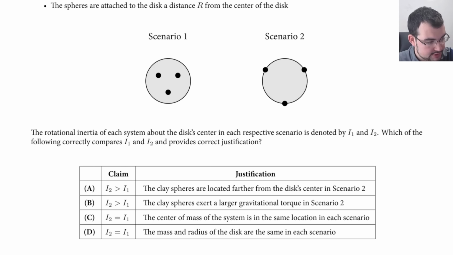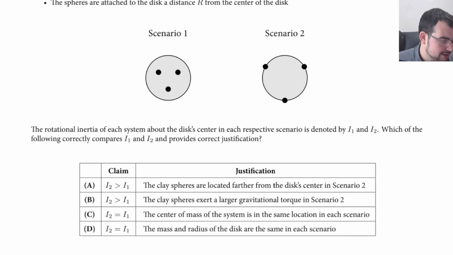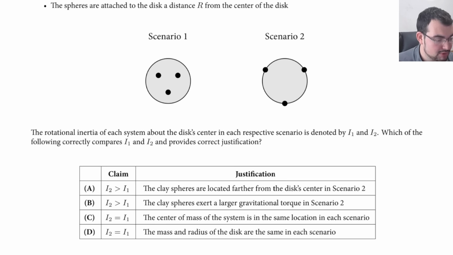So it's either larger in scenario 2 or they're equal. So this is really hoop versus disk, right? Whenever you're asked to compare things with rotation, go back to the base case of hoop versus disk, because that's about how our mass is distributed. So a moment of inertia is not about mass. It's about how that mass is distributed.